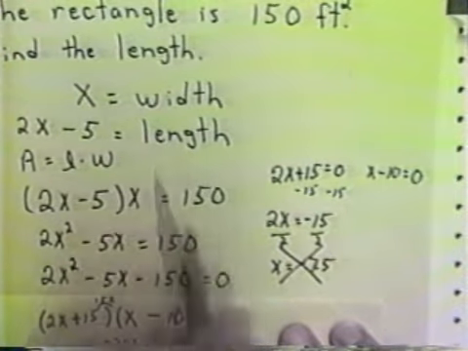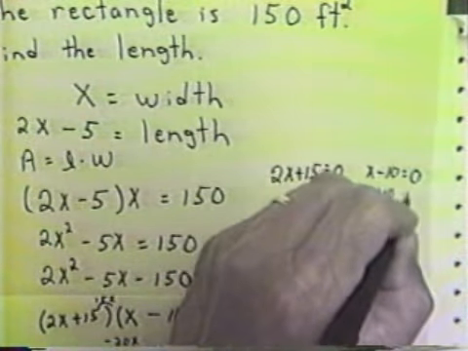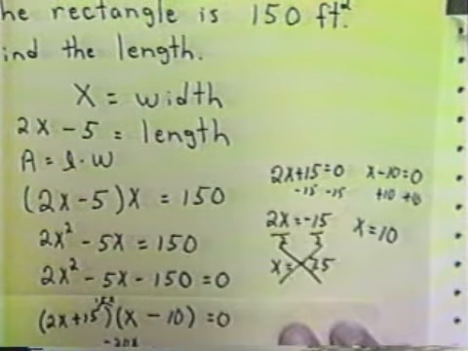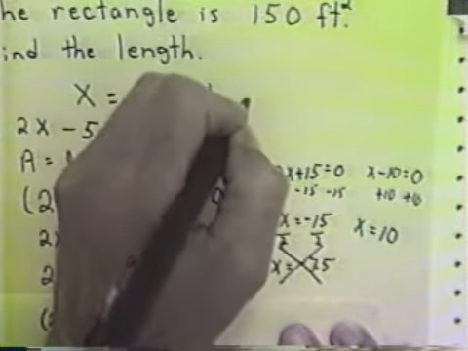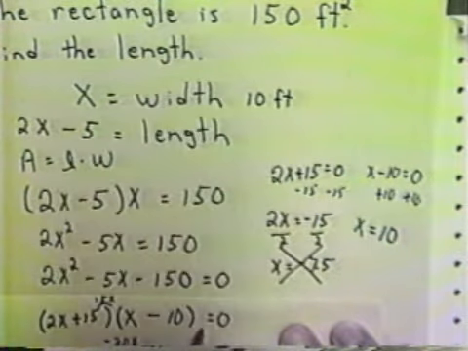Now let's consider the other one. x minus 10 is equal to 0. Add 10 to both sides. I get x is equal to 10. Now 10 feet is fine. So we say the width is 10 feet.